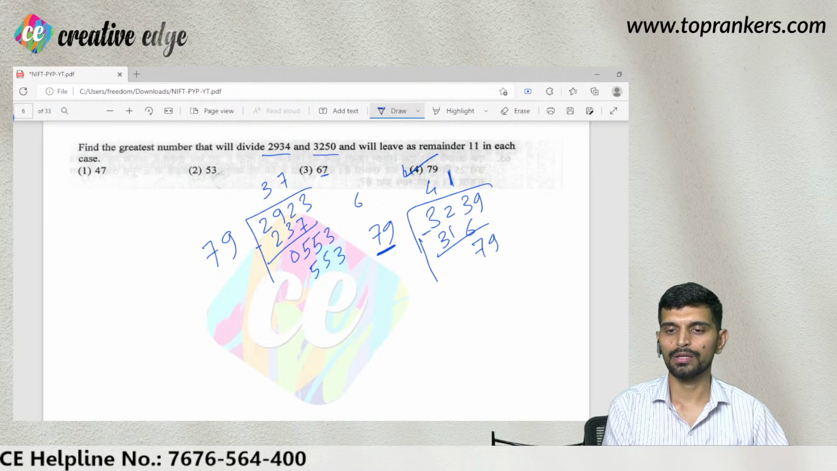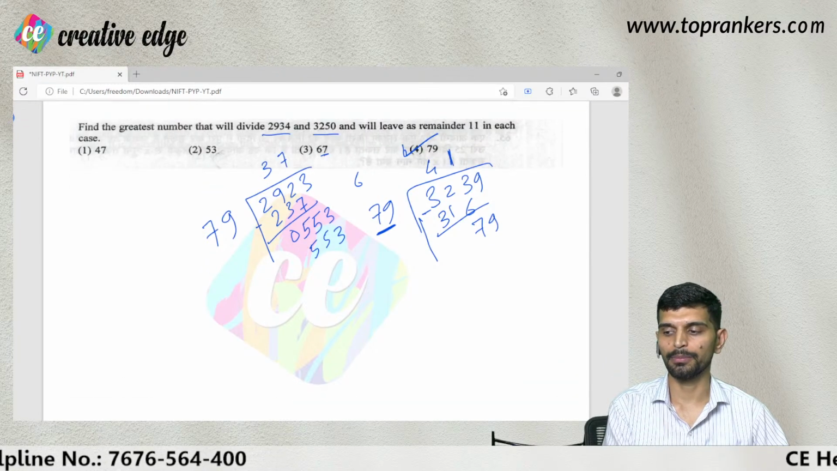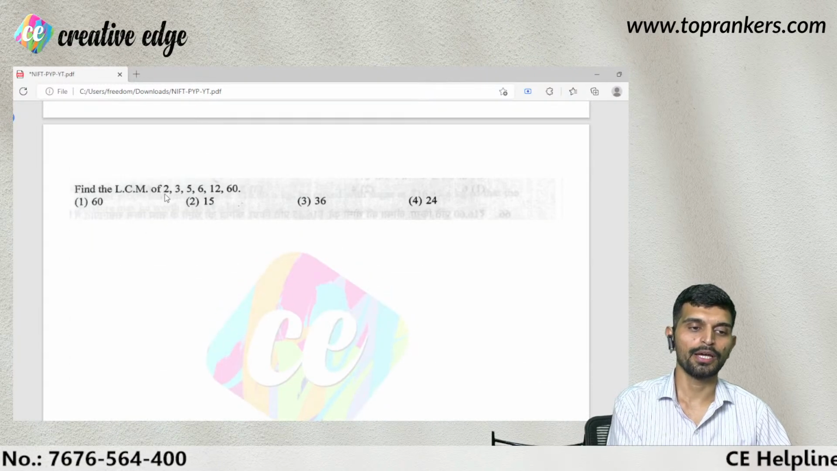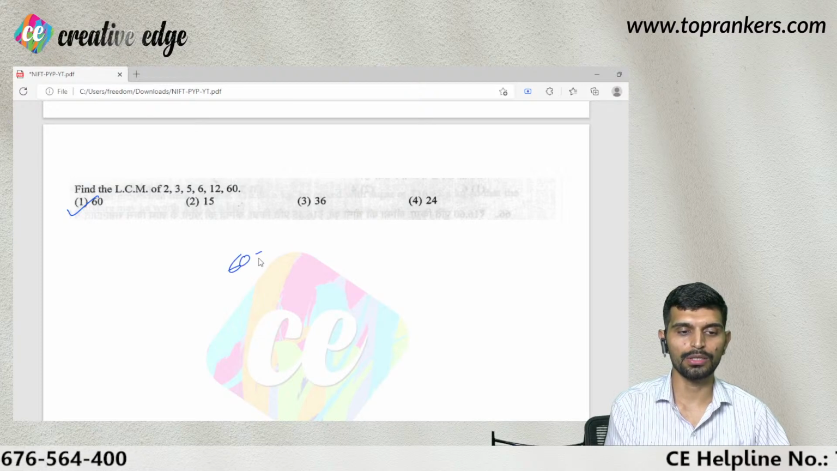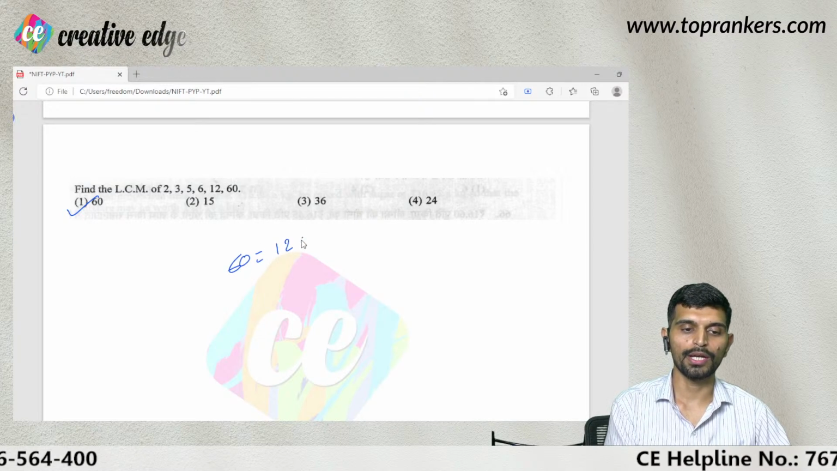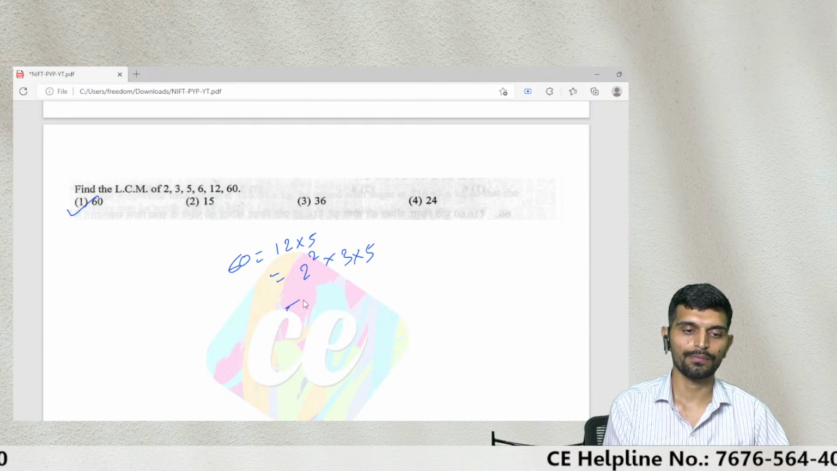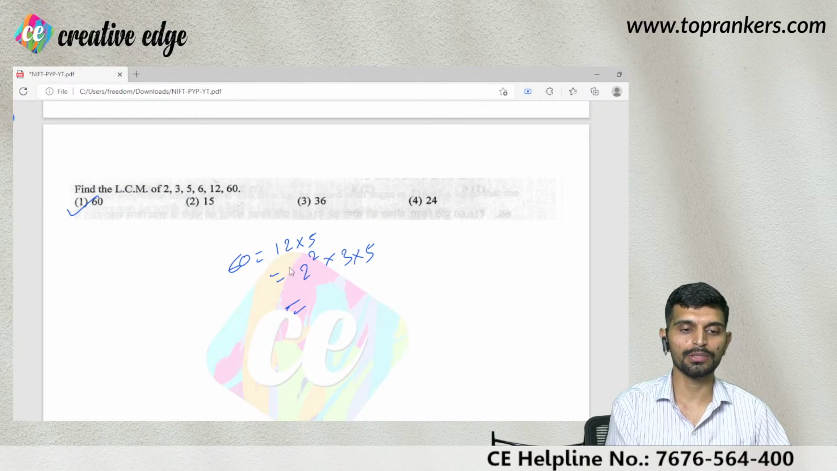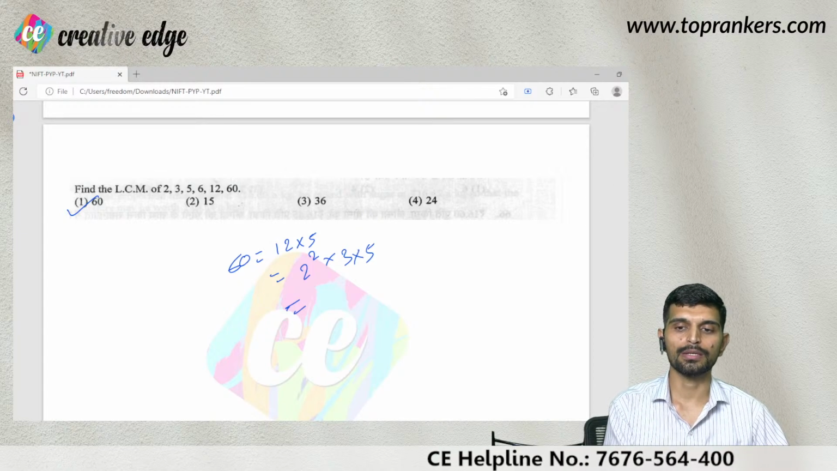You can easily go by this method, subtract the 11 remainder part, and then go with options. LCM of these numbers has to be 60 because 60 contains all the numbers. 60 is 12 into 5, that is 2 to the power 2 into 3 into 5, right? And here, if we check all these numbers exist in this number, so our LCM should be 60.